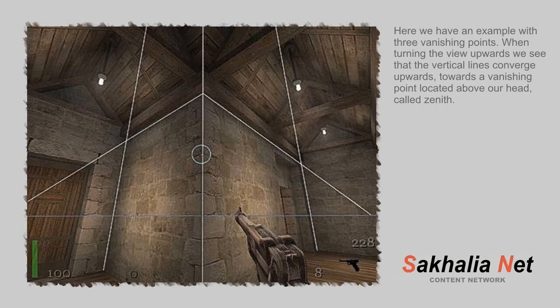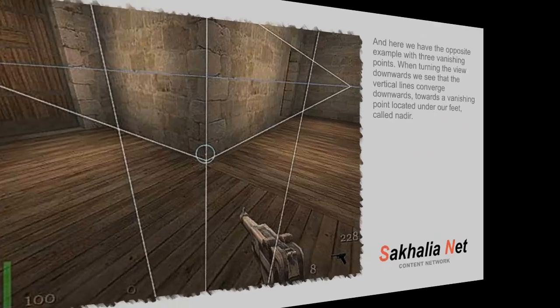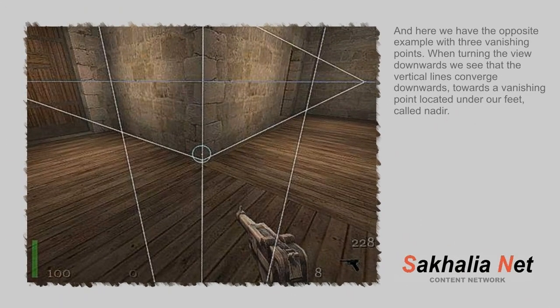Here we have an example with three vanishing points. When turning the view upwards, we see that the vertical lines converge upwards, towards a vanishing point located above our head, called zenith. And here we have the opposite example with three vanishing points. When turning the view downwards, we see that the vertical lines converge downwards, towards a vanishing point located under our feet, called nadir.